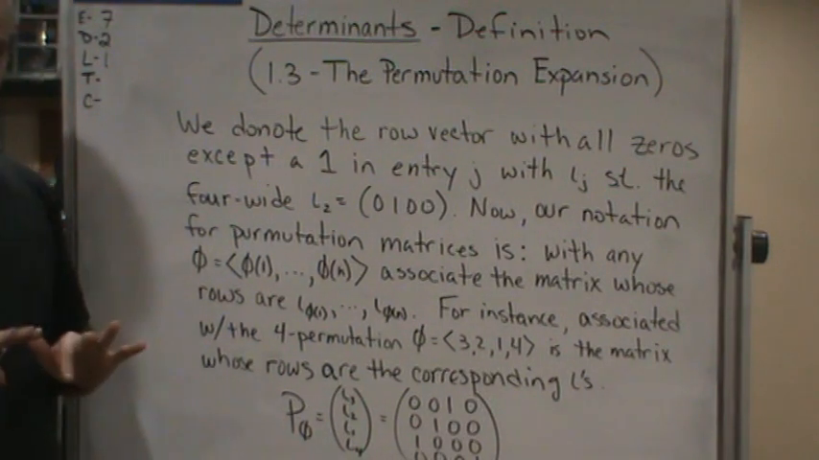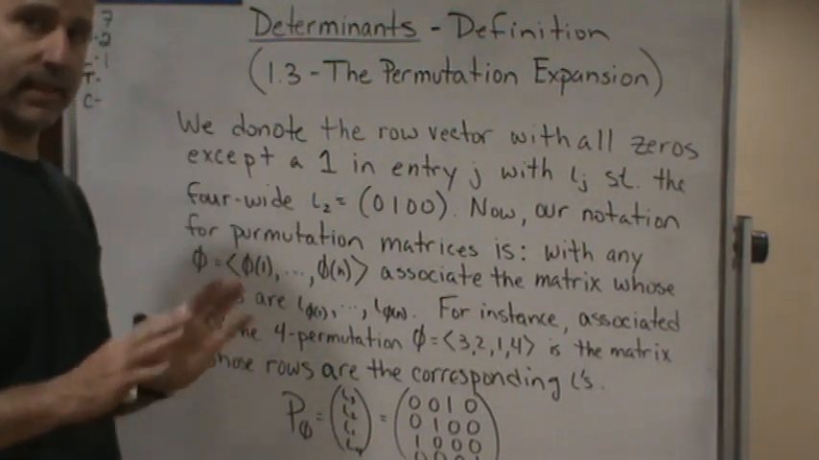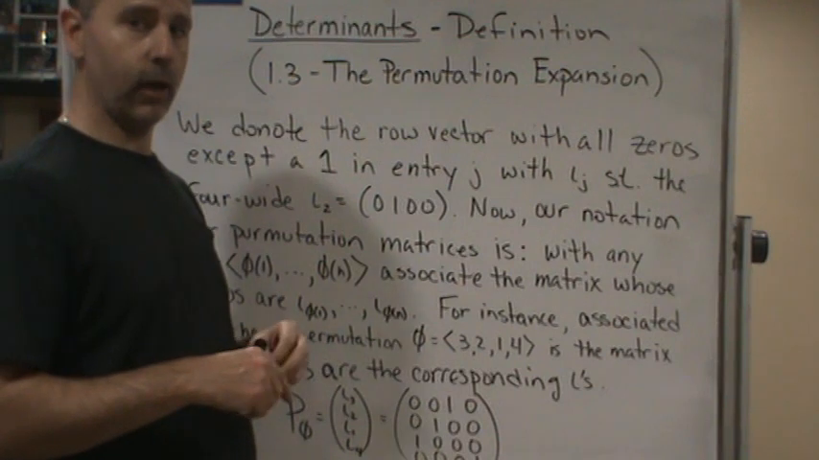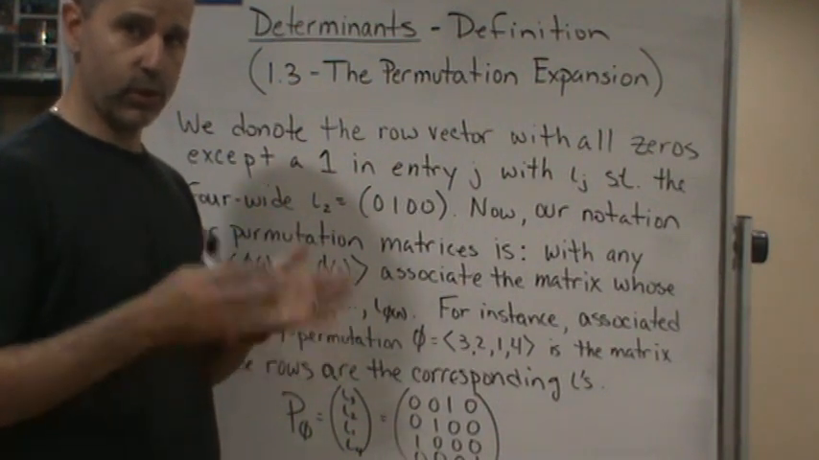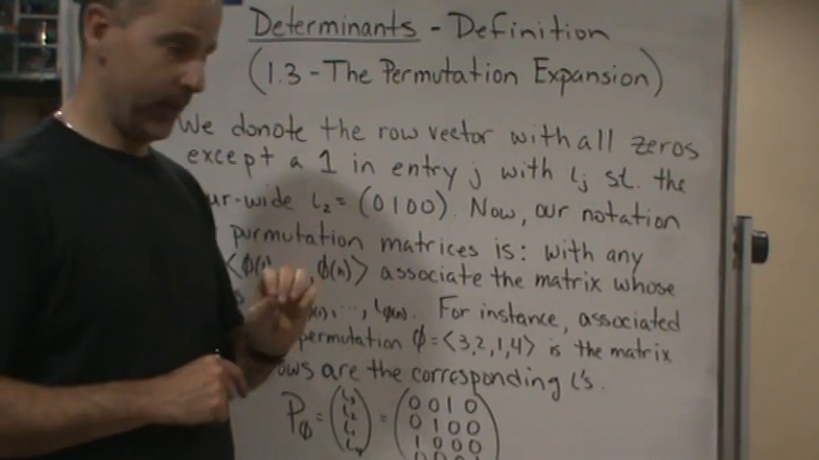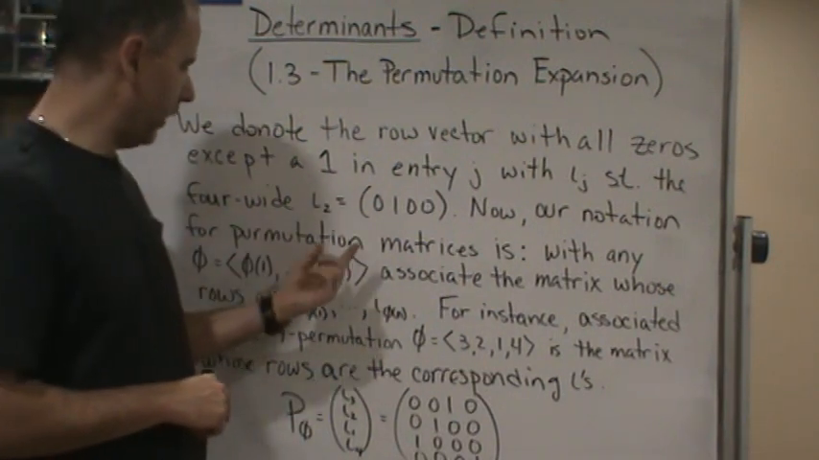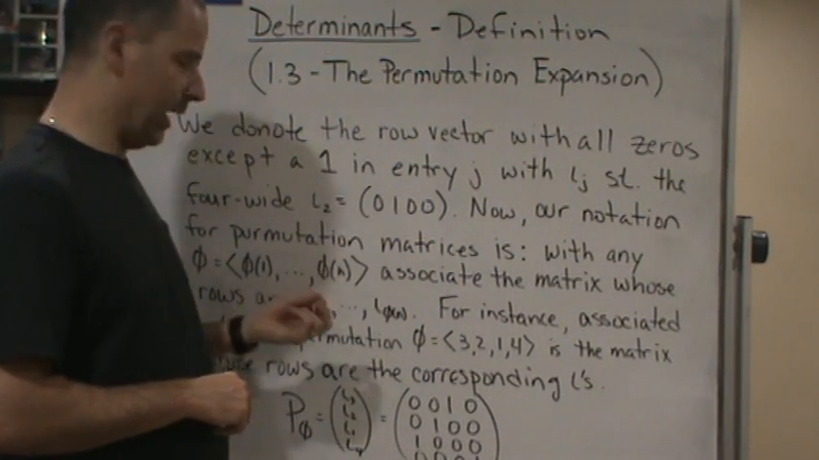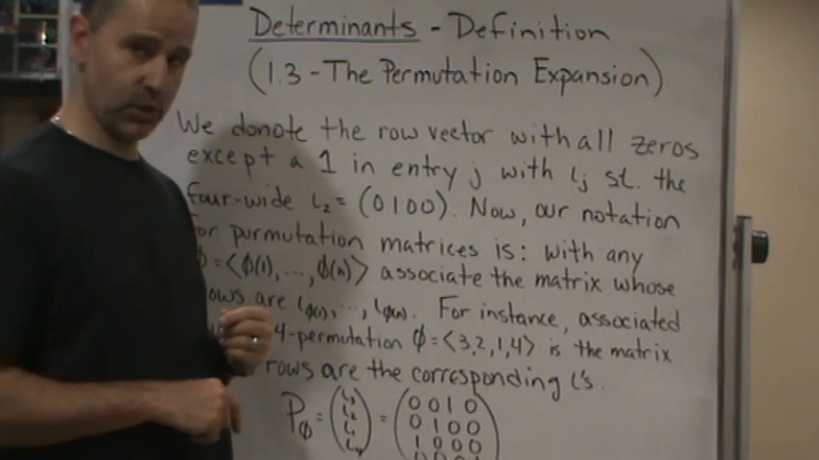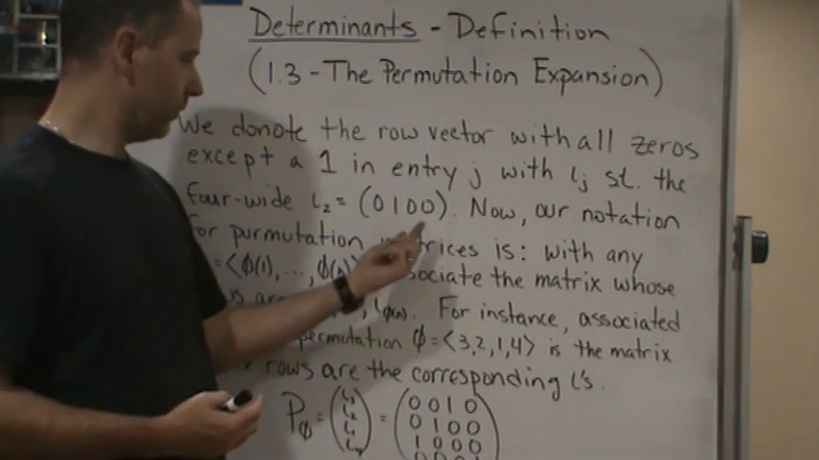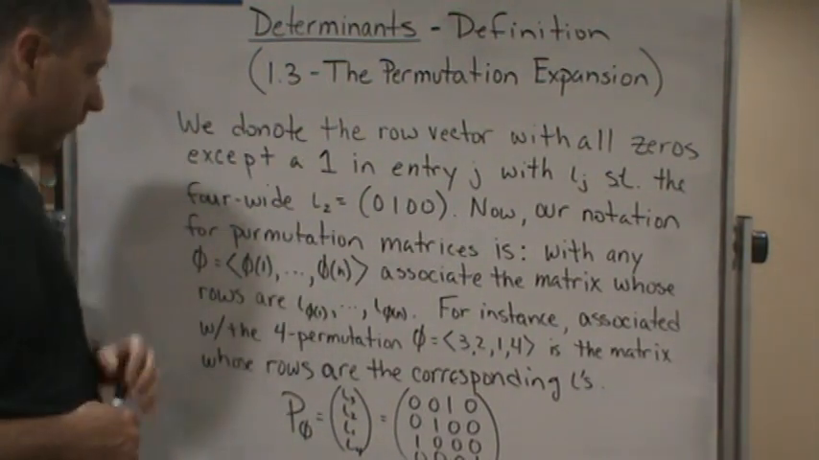So again, iota sub j represents these row vectors where all the entries are 0 except for one entry, which is a 1, okay? So iota 1, the 1 would be in the first position. Iota 2, second position. Iota sub 4, fourth position, okay?